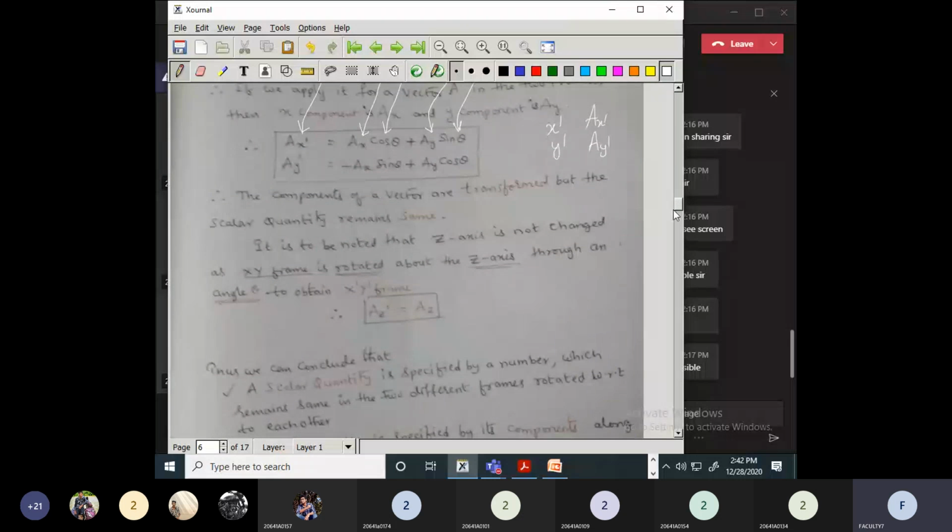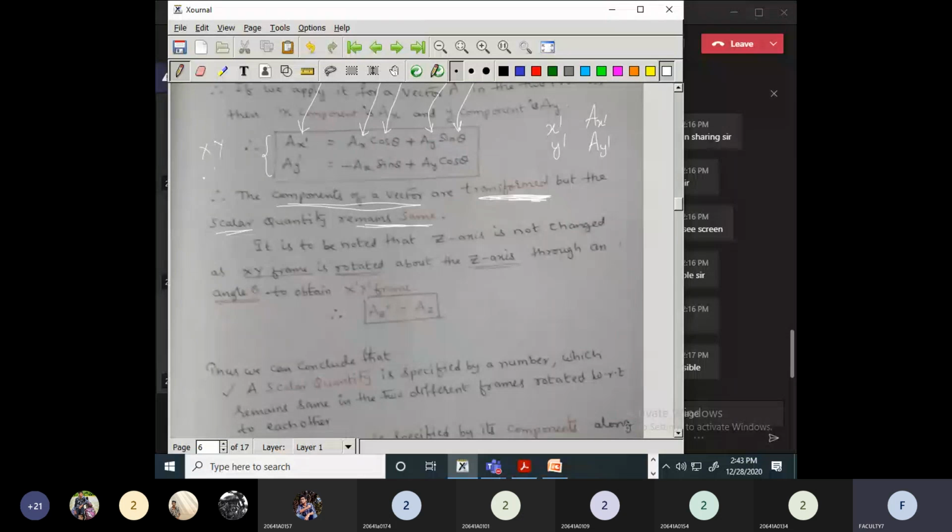Now from there, what was the conclusion of the topic regarding vectors? We are going to get a change in the vector. The components of a vector are transformed or changed here, but the scalar quantity that was previously seen remains the same. Now here, this is the two-dimensional explanation.